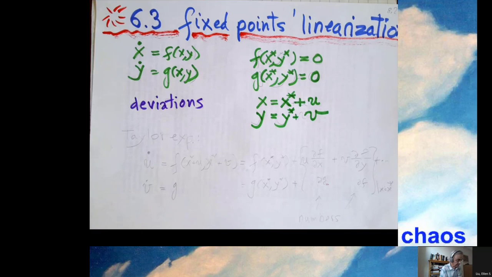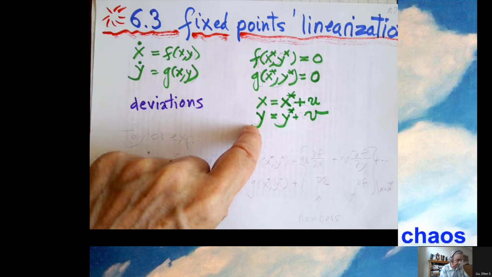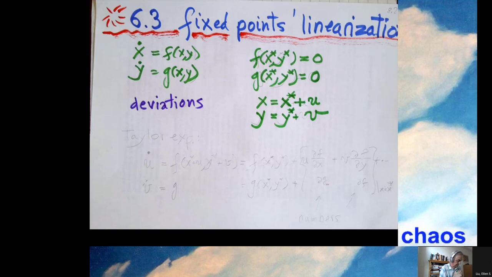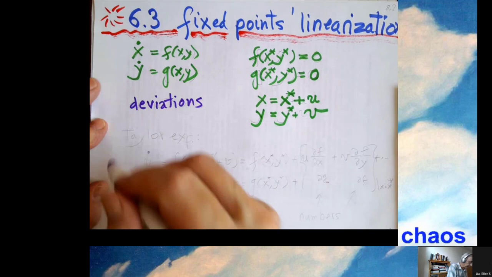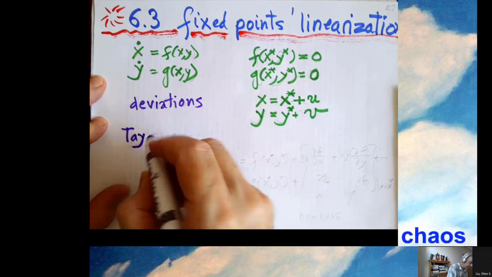And now what you're actually doing, when you change from these XY coordinates, is changing to the neighborhood of the fixed point. And you assume that it's a small, arbitrarily small neighborhood. Whenever that happens, you might want to do a Taylor expansion, because your law f and g is supposed to be smooth, so it has derivatives.